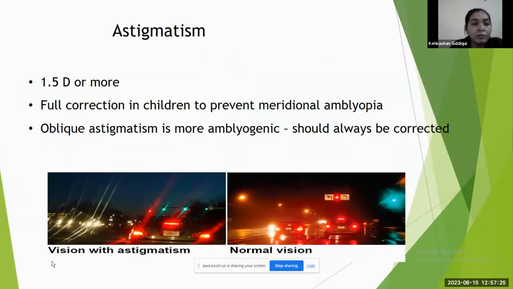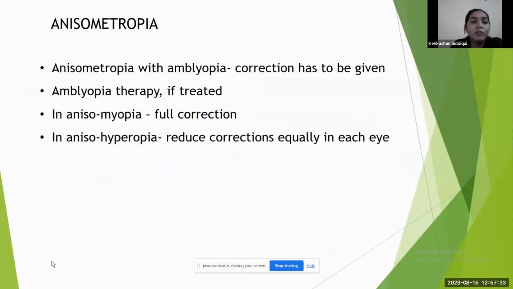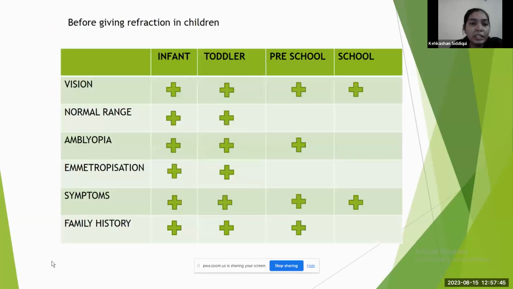For astigmatism, we have to correct it if it is equal or more than 1.5 diopter. Oblique astigmatism is very amblyogenic, so it should always be corrected. For anisometropia, if it is along with amblyopia, the correction has to be done. For anisomyopia, full correction has to be done. And in case of anisohyperopia, we have to reduce corrections equally in each eye.